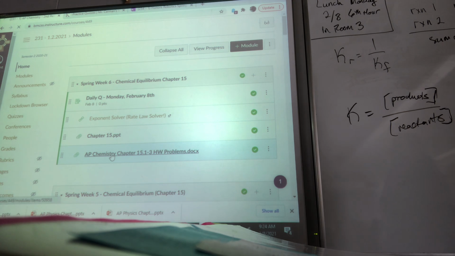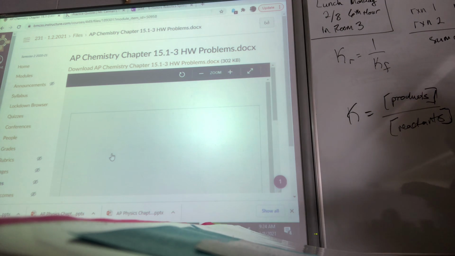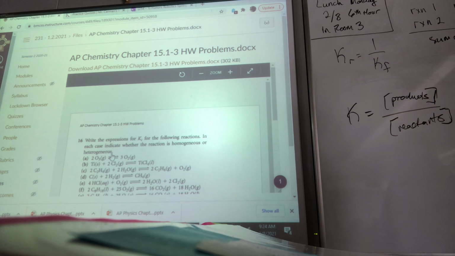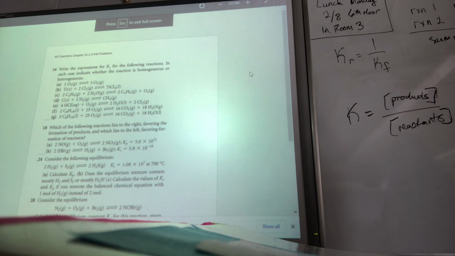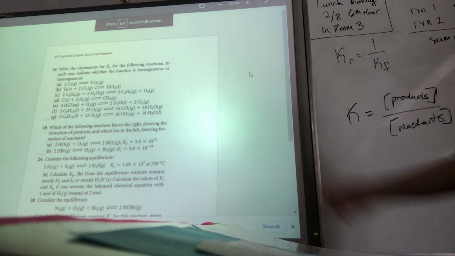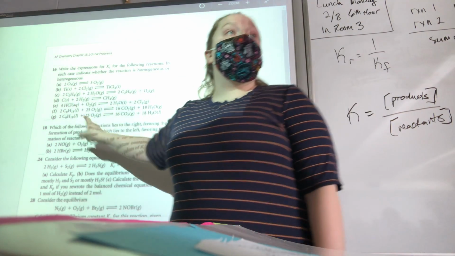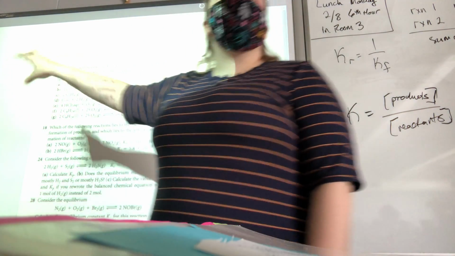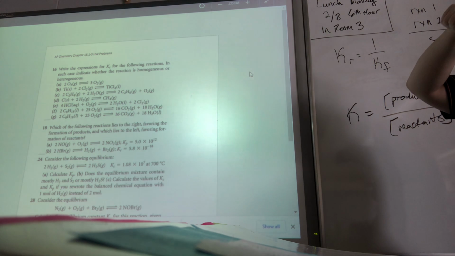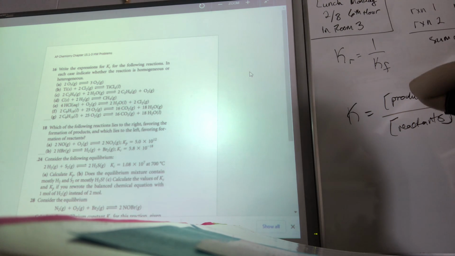All right, that is all I have for you today as far as your lecture is concerned. Here is the homework you are assigned. Like I said, number 16 has a lot of them, but all you're writing are equilibrium expressions for this. So practice writing your K expressions using the products divided by the reactants. That's all you have to do for that one.